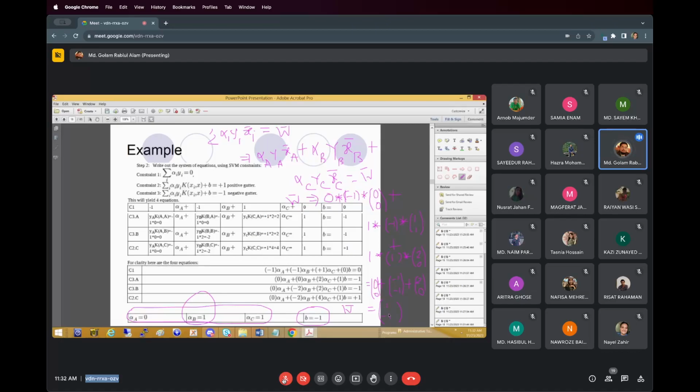So if we got 1 and -1, then the next thing is how to find out the equation of our hyperplane. We know that the hyperplane equation is w transpose x plus b equals 0. This was the equation of our hyperplane. We derived this equation.